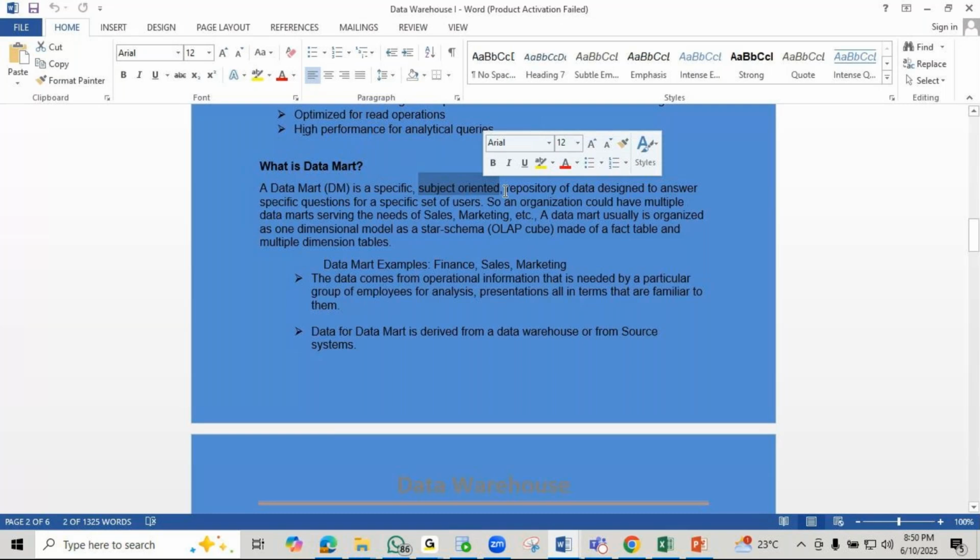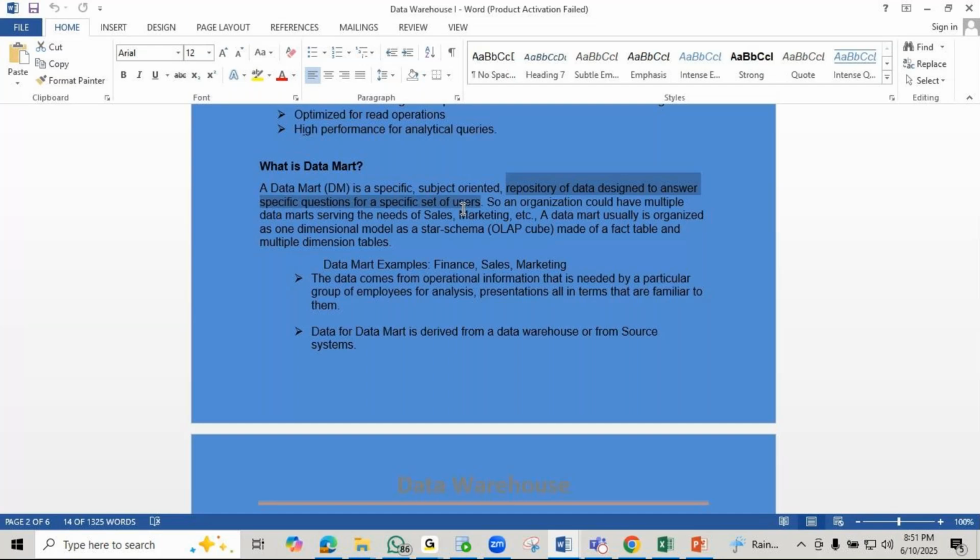Correct. And the next part is a repository of data designed to answer a very specific question for a very specific set of users. So what does it mean? It means, guys, from the HR team, you are supposed to ask only information related to salary. Apart from salary, if you ask any information, they will not be able to give the answer. In the same manner, from the IT team, you are supposed to ask only questions related to software. Apart from software information, if you ask anything, they will not be able to give the answer.